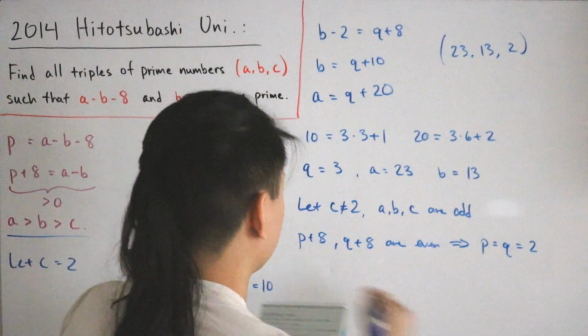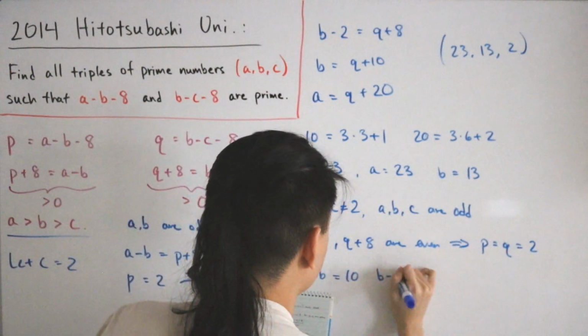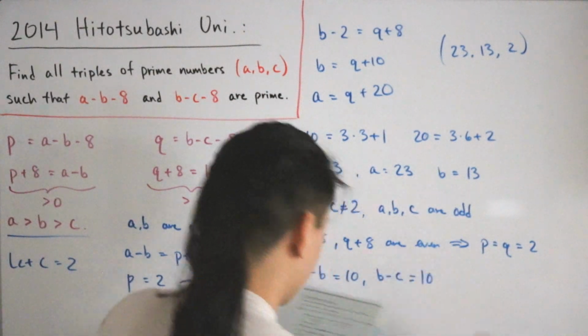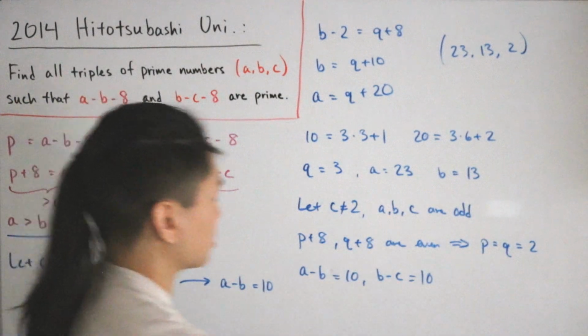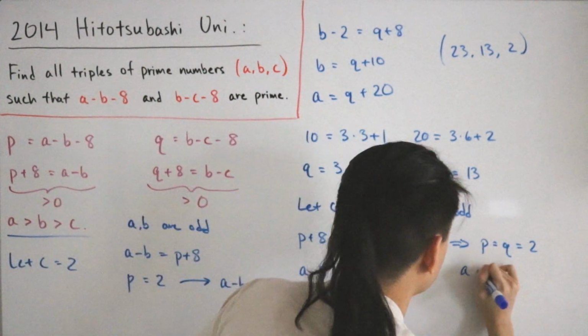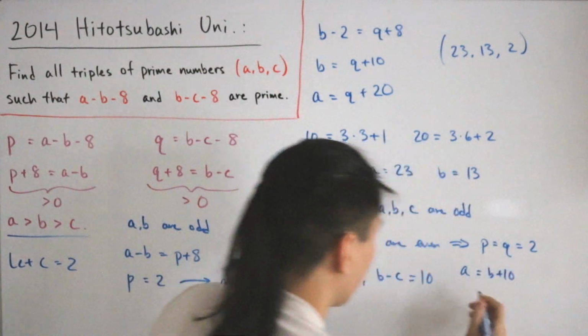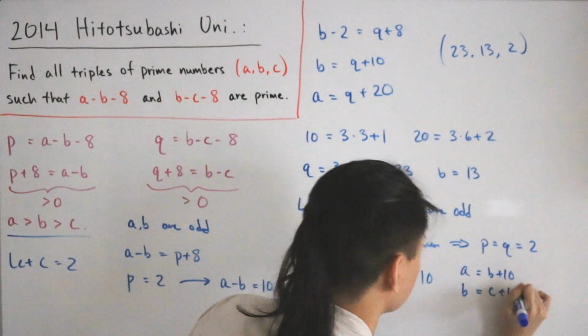So if I plug this back in, that means I have that a minus b is equal to 10, and b minus c is equal to 10 also. Now, let me put that back together. I'll add the b to both sides, so a is equal to b plus 10. And for this one, I'll add the c, so b is equal to c plus 10.